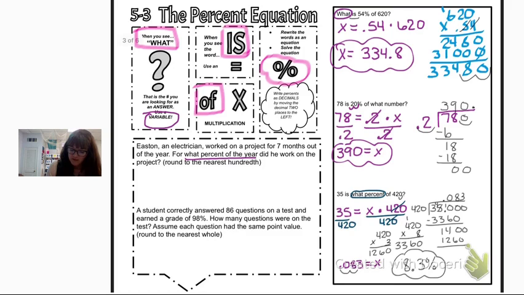Well, he worked for 7 months out of the year. So we want to know 7 is what percent of a year? And since 7 is months, I'll think of a year as months. 7 is what percent of 12? And now we'll set that up as an equation. 7 is what percent of 12?